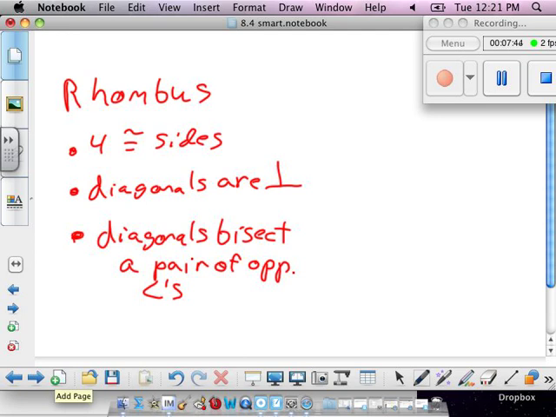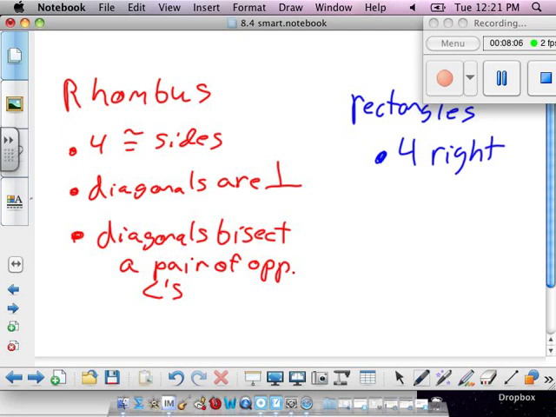Okay, let's talk about rectangles. What is special about a rectangle? What is the definition of a rectangle, first of all? Turn it over. What does it say? Four right angles. That means all those angles are how many degrees? Good. Okay, what else is special about a rectangle?